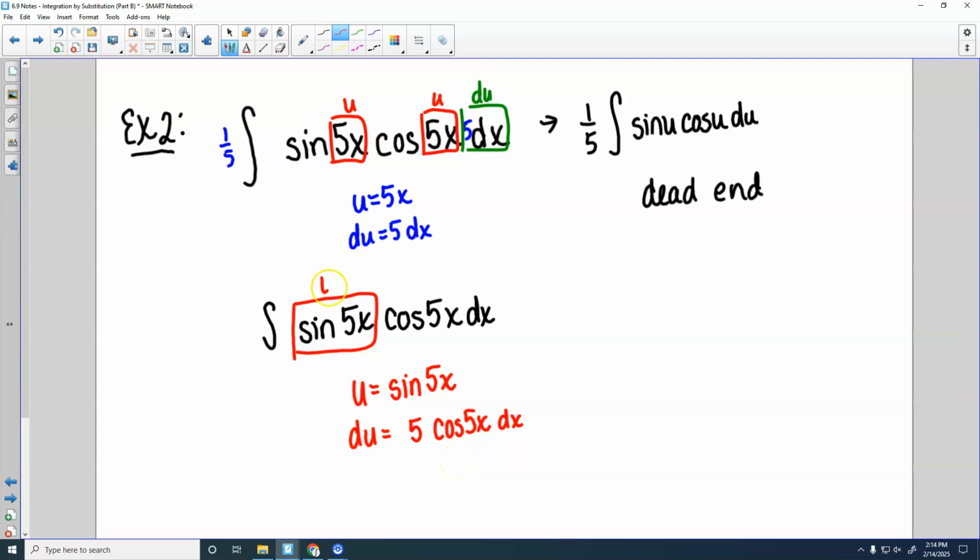Do I have that for my du? Almost, right? The only thing that's missing is a 5, and can I put a 5 in there? That'd be fine, right? As long as I also put a 1/5 out front. And so I could make all of this stuff right here my du. So when I rewrite this, I'm going to have 1/5 integral of, there are no sines and cosines. You are writing sine of 5x is u. And all this other stuff is du.